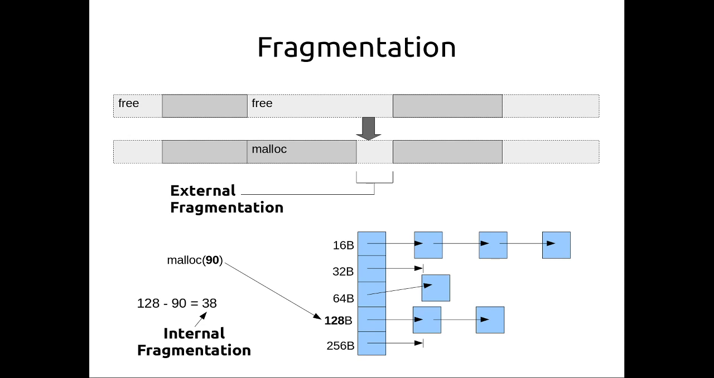So that's internal fragmentation for a specific single allocation, how much memory is wasted, whereas external fragmentation is due to the pattern of mallocs and frees and how we choose which region of memory to use for those mallocs.